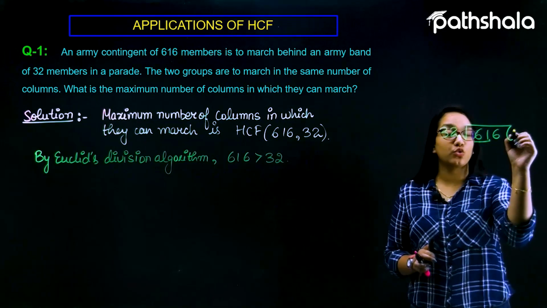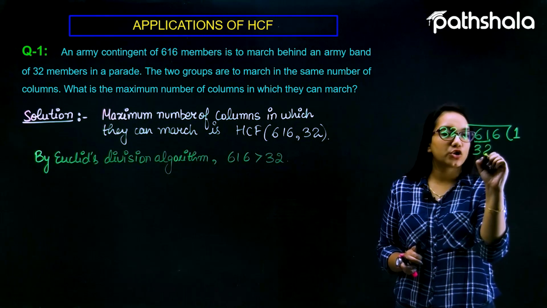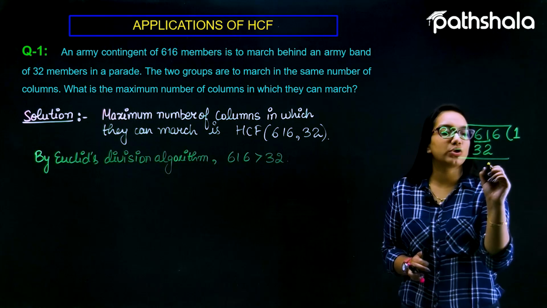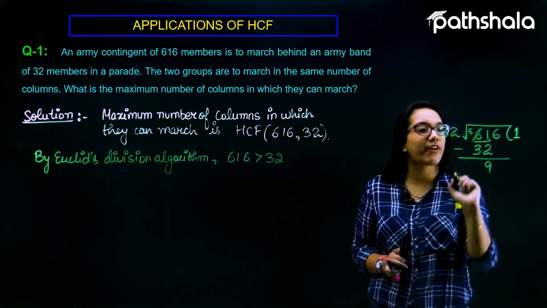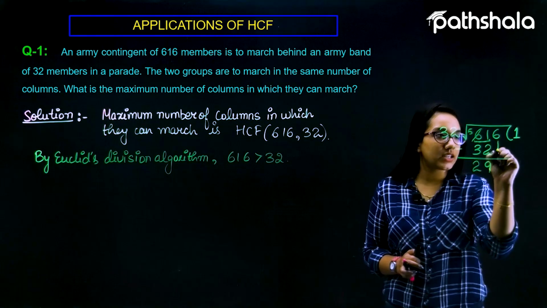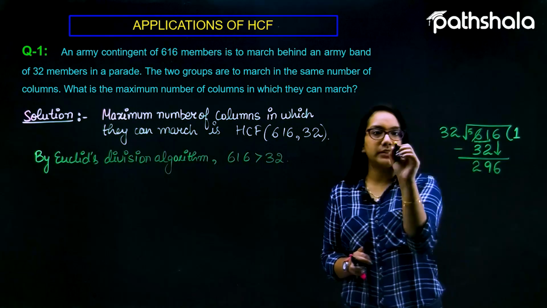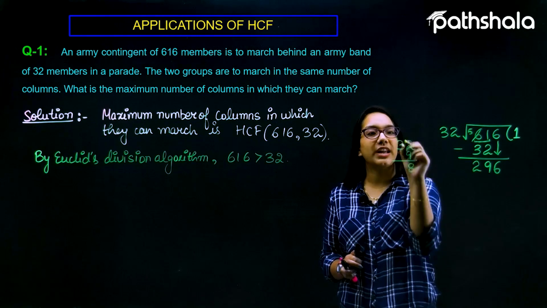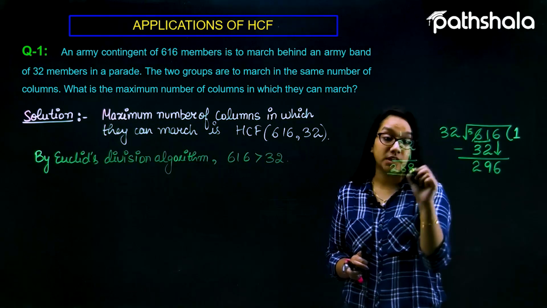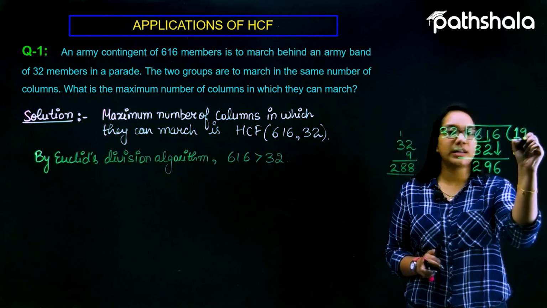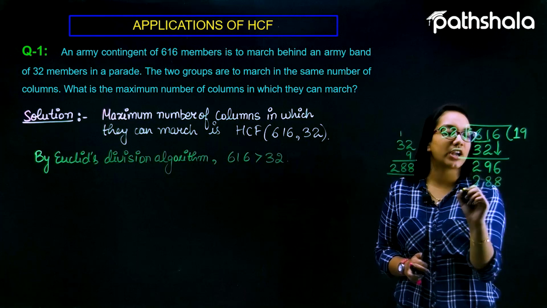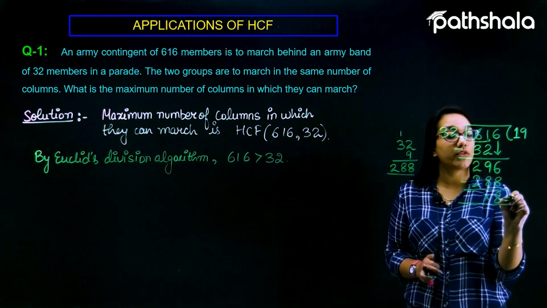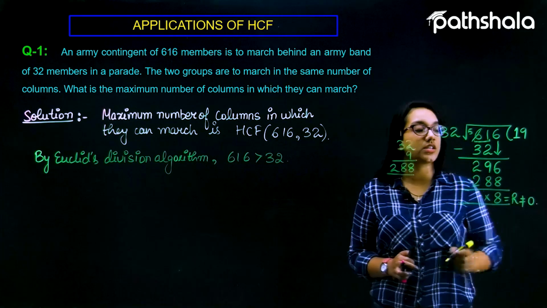32 into 1 is 32. After subtracting, we get 29 minus 2... 6 minus 3 is 3, and we bring down 6 from above. After multiplying 32 with 9, 32 into 9 is 288. So we get a remainder of 8. This is the remainder, and we know that the remainder 8 is not equal to 0.